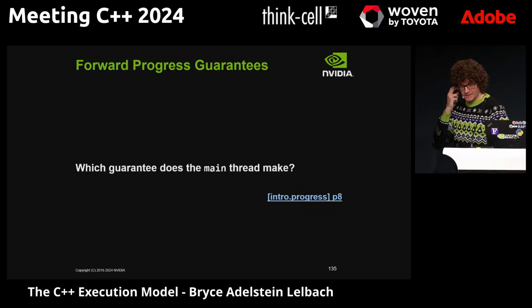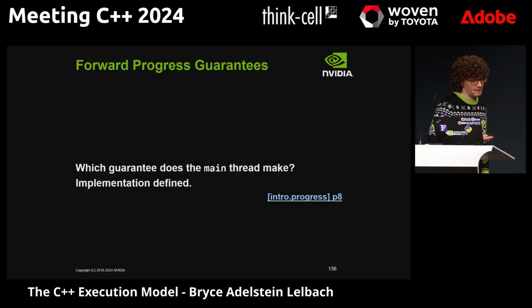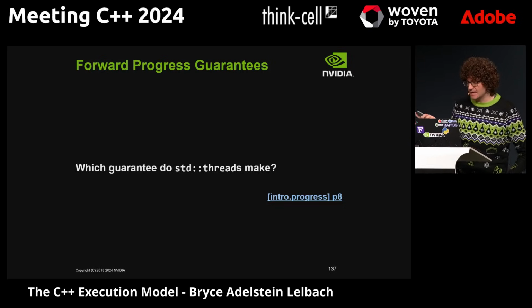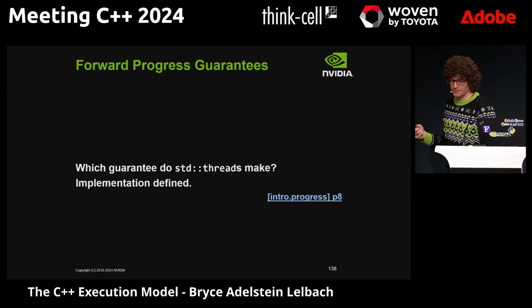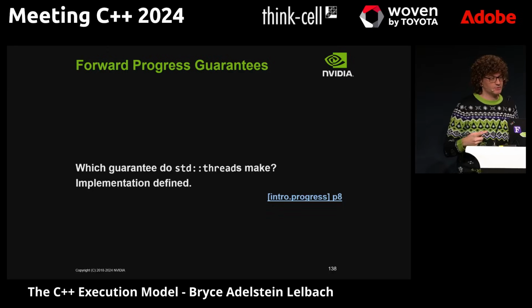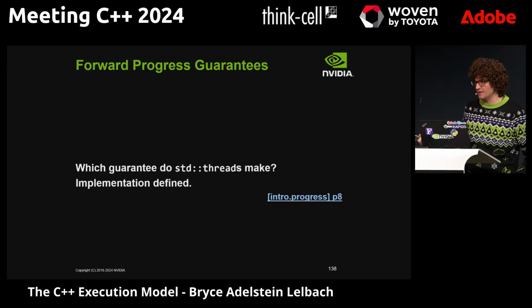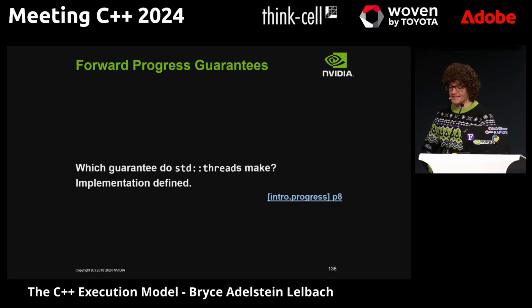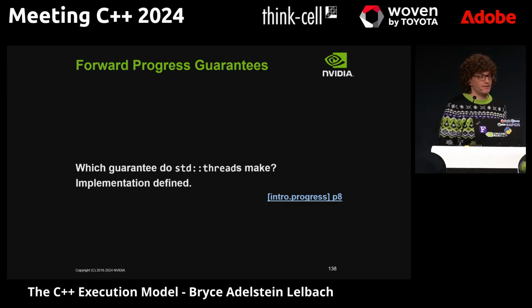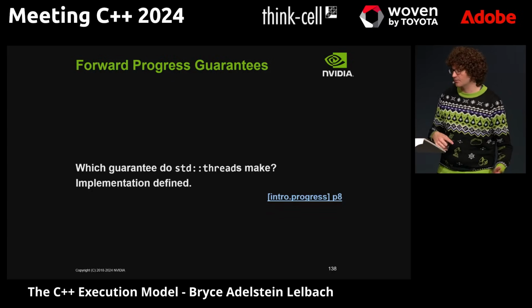So what guarantees do we get from the main thread? Well, this is actually implementation defined. And it's the same for std thread. And on most popular platforms with an operating system, you're usually going to get concurrent forward progress guarantee from both your main thread and from std thread. On embedded platforms and platforms that have no threads, though, it may be weaker. Because if you have no threads, I have no way of providing concurrent forward progress.